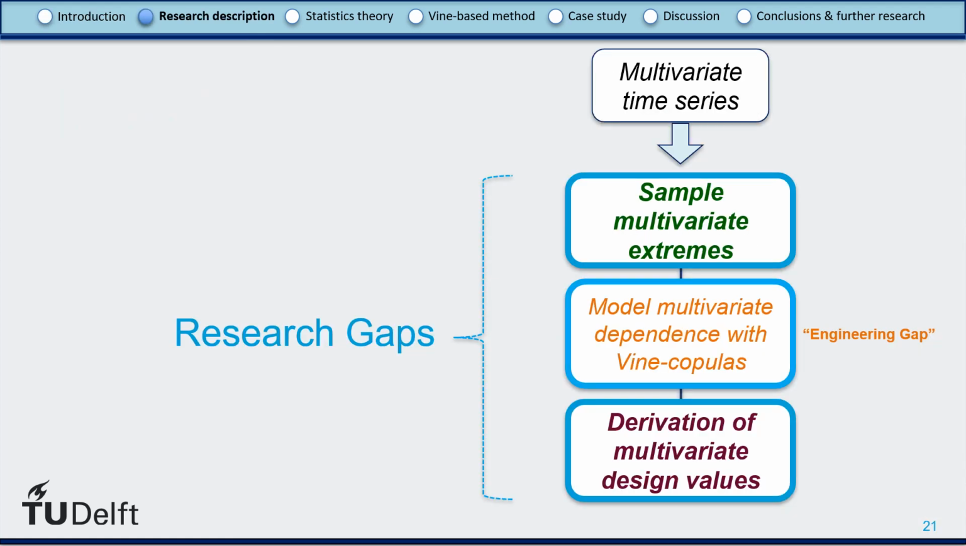So basically, I was confronted at the beginning of this research with three main gaps: how to sample multivariate extreme observations, how to introduce vine copulas in the engineering design process to model the multivariate dependencies, and how to define the multivariate design values from these vine copulas.